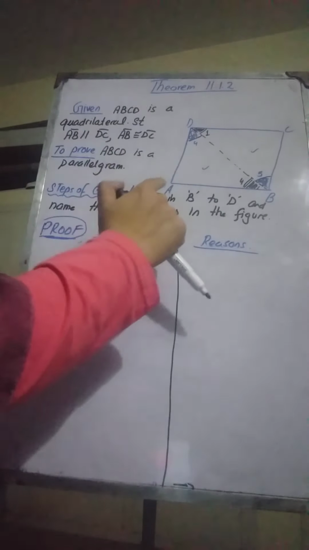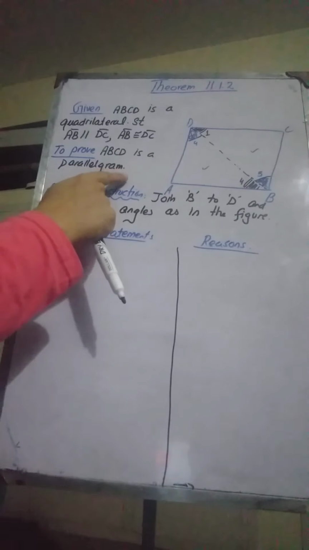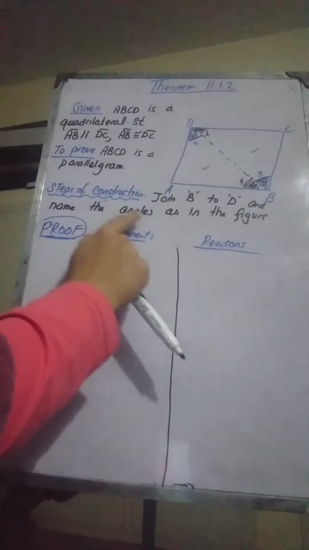We are given that ABCD is a quadrilateral such that AB is parallel to DC, and AB and DC are also congruent to one another, okay. So given is a quadrilateral having opposite sides parallel and congruent. To prove that ABCD is a parallelogram. Steps of construction are: join B to D, okay, and then name the angles as in the figure.